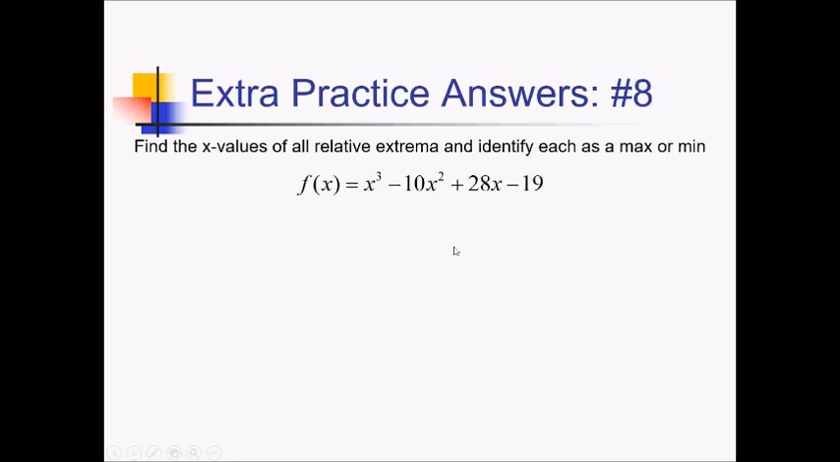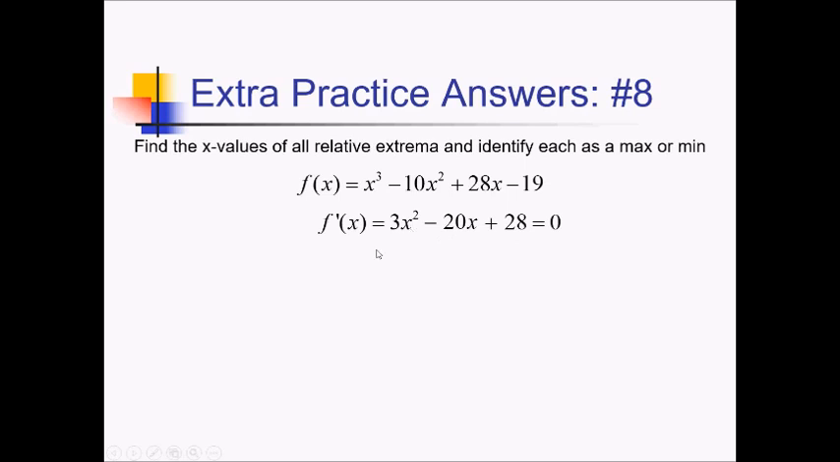On this one, I want to find relative extrema for this polynomial. So I need to know where f prime is changing sign. Let me start by taking the derivative. So that'll be 3x squared minus 20x plus 28, and then that negative 19 is just 0. So I want to figure out where this equals 0. This is actually factorable, or you could use quadratic formula.